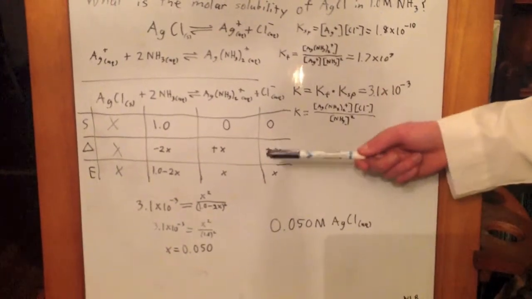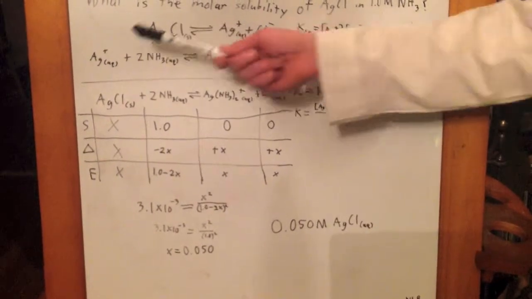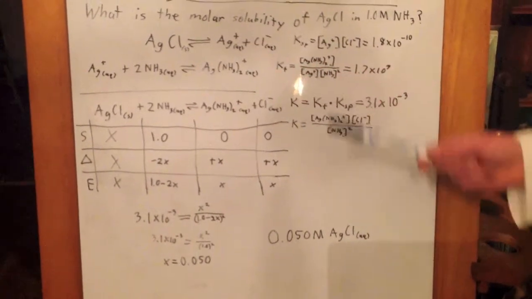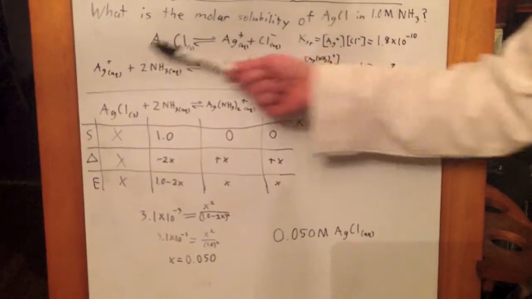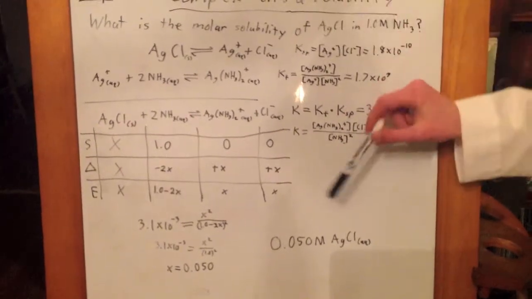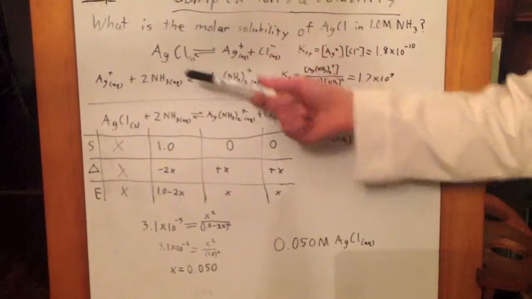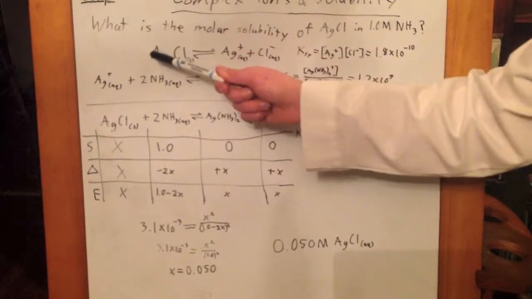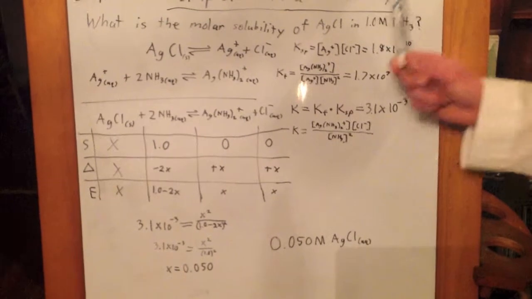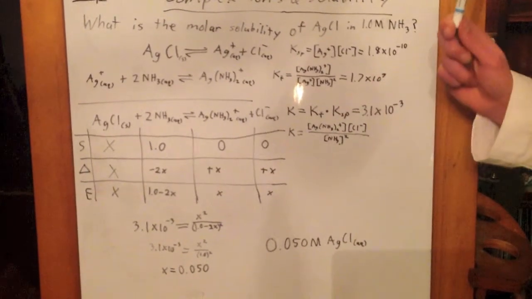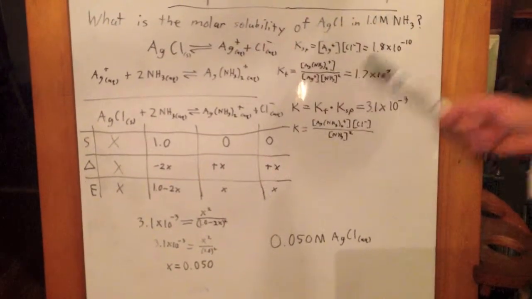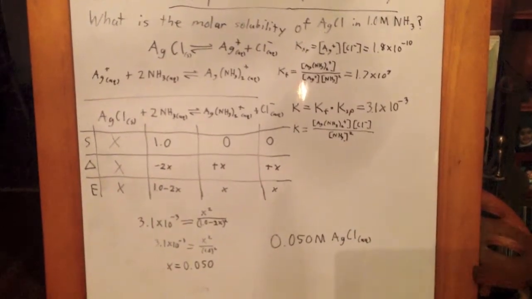And since the chloride ions and the silver chloride are at a 1-to-1 ratio, for the molar solubility, that means 0.050 moles per liter of silver chloride will dissolve into solution, per liter of solution. So the answer for the molar solubility is 0.050 molar.